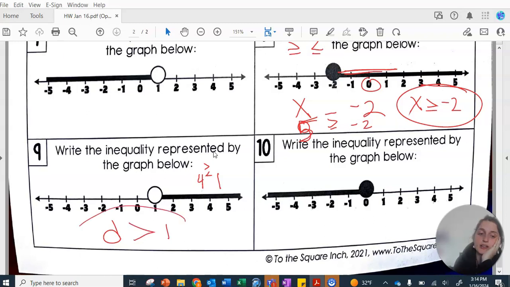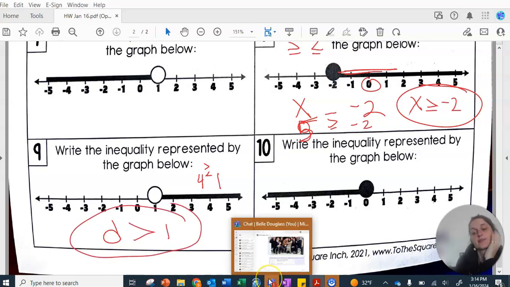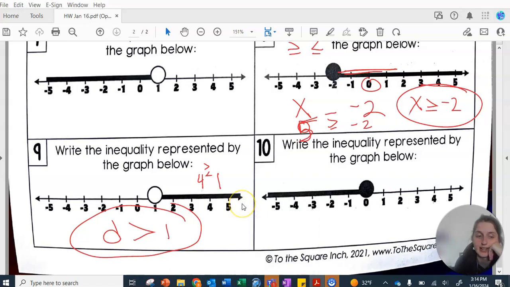So I'm going to put a greater than symbol in my solution set. And that's how I decide. And now we're done with our homework.